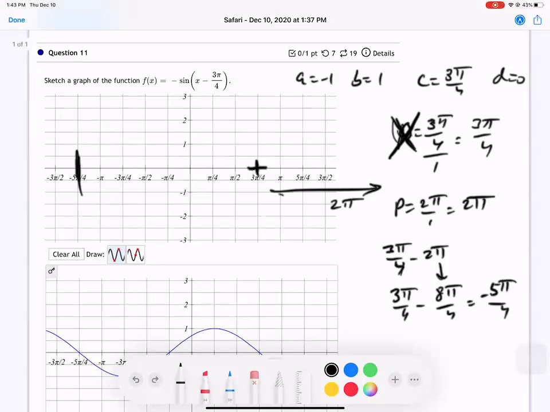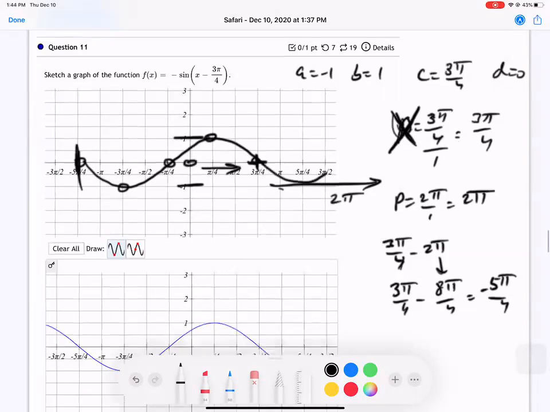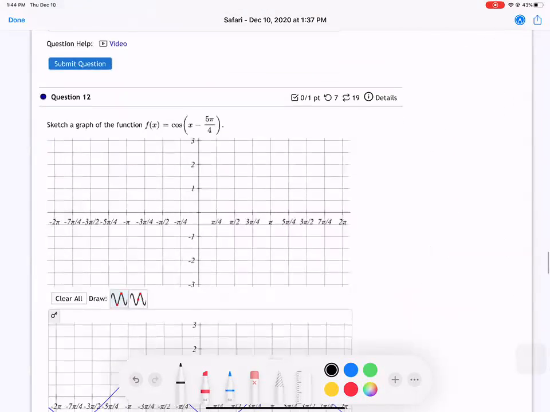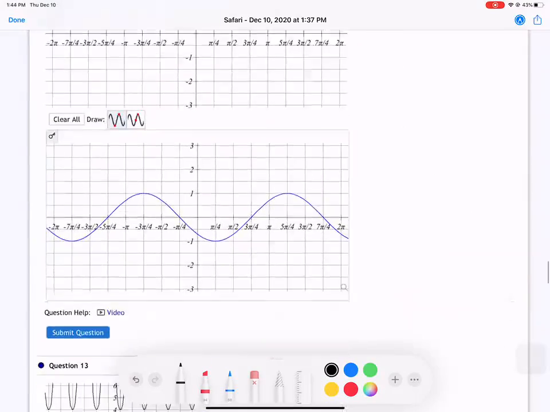Amplitude is negative 1. So we're going to go up 1, down 1. So 0, down, 0, up, 0. 0, down, 0, up, 0. This graph is shifted, okay? Normally we would have started the graph way over here, but we were shifted forward by 3 pi over 4. Okay, so number 12 is like number 11.